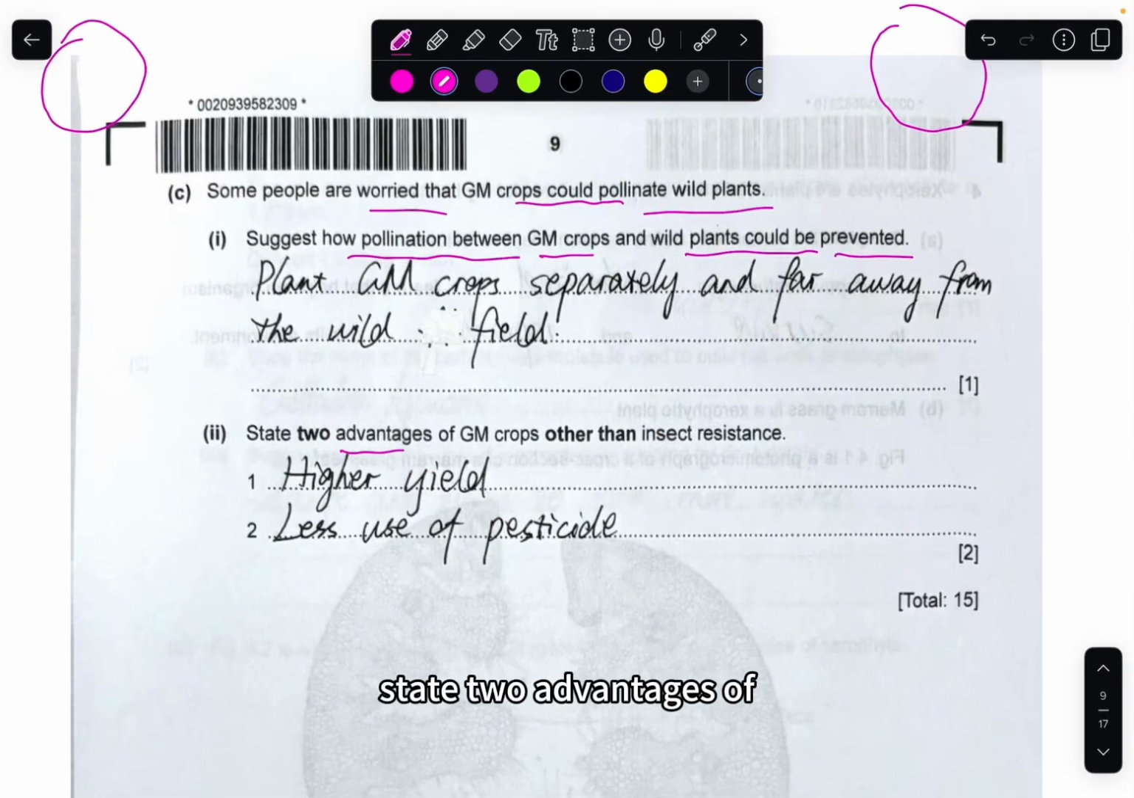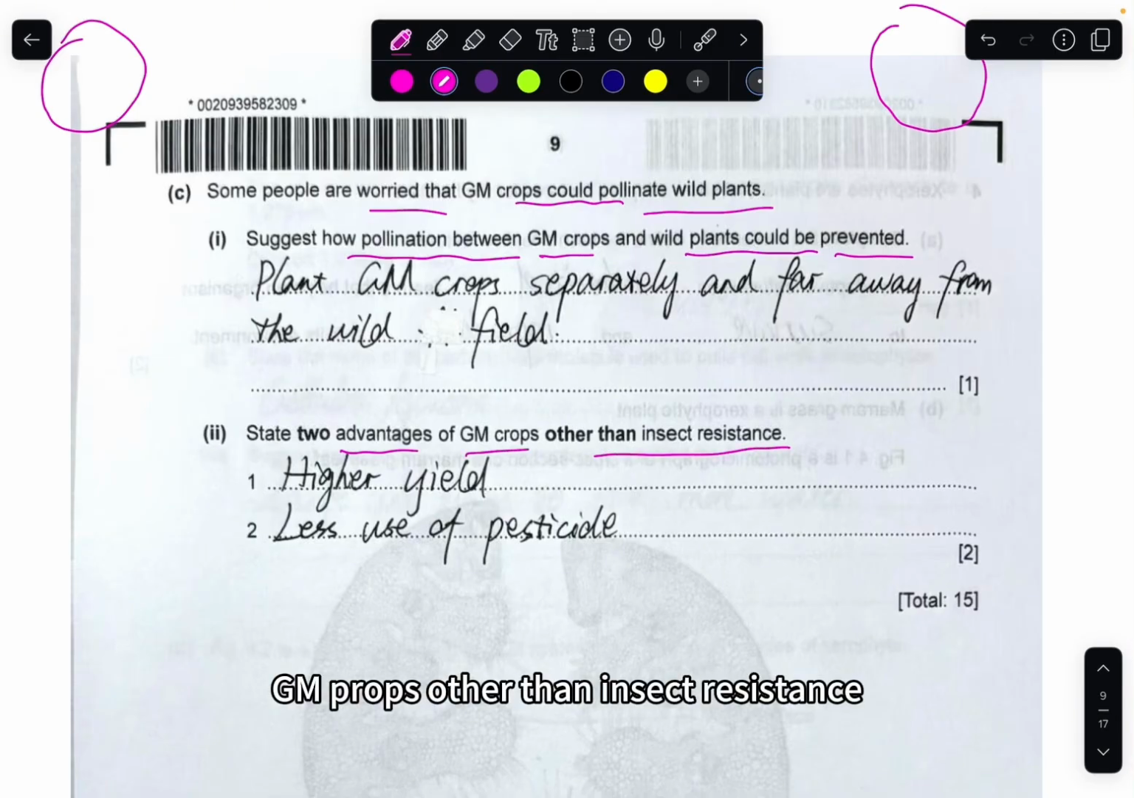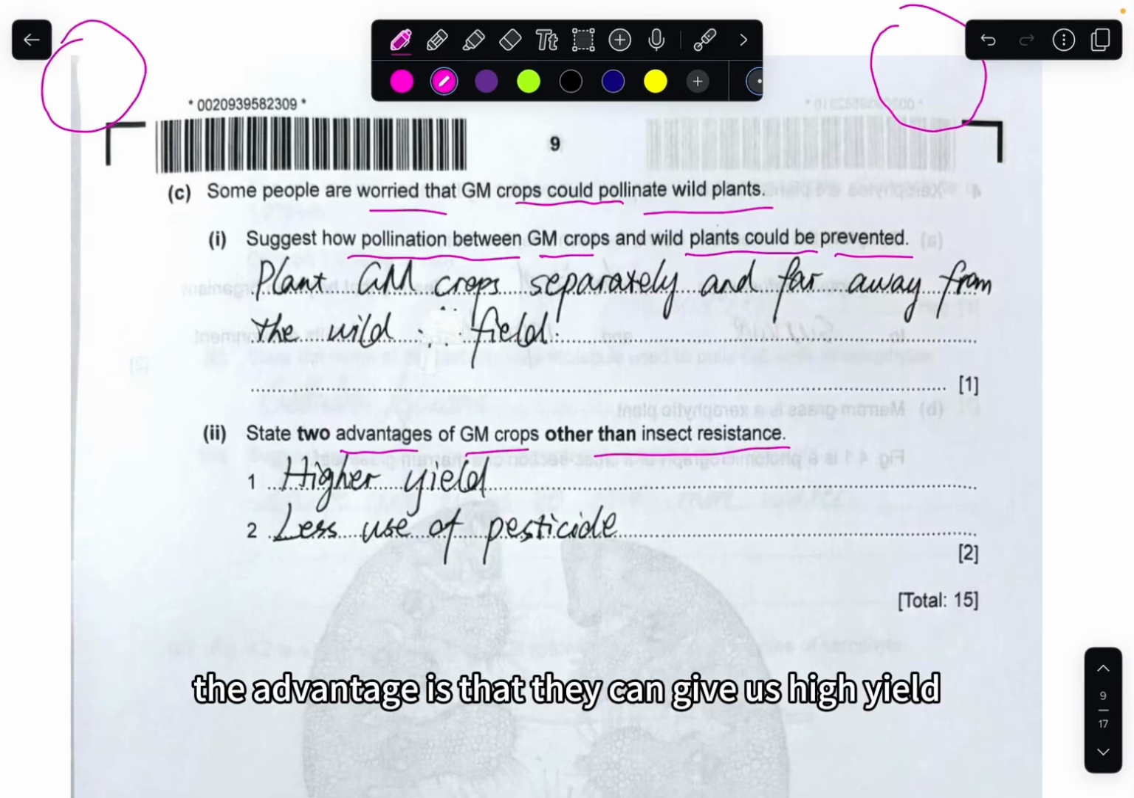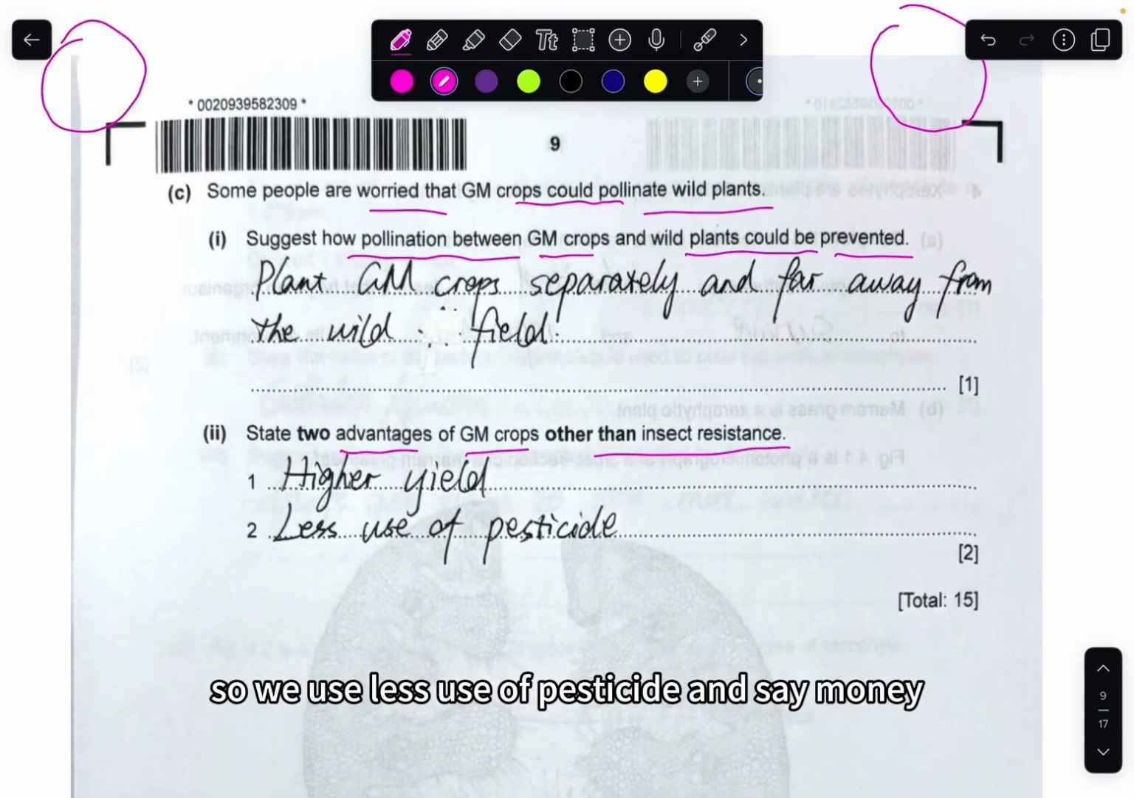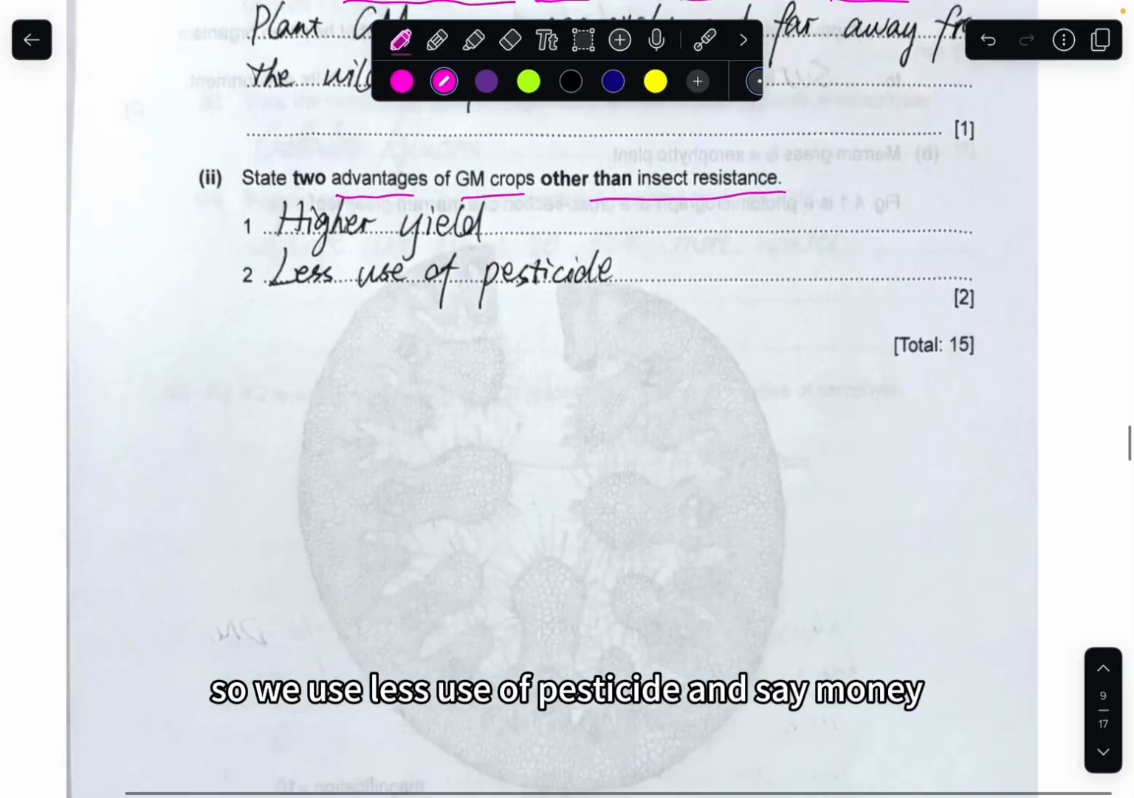State two advantages of the GM crops other than insect resistance. So the advantages are that they can give us high yield, more products, and they have resistance to the insects. So we use less pesticide and save money.